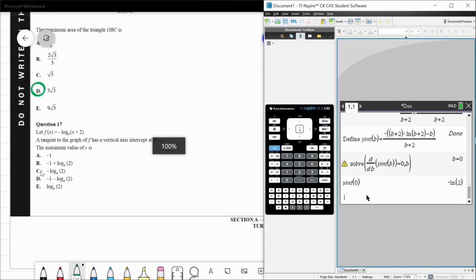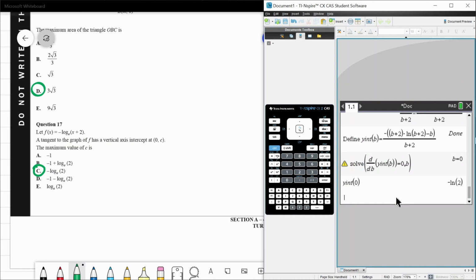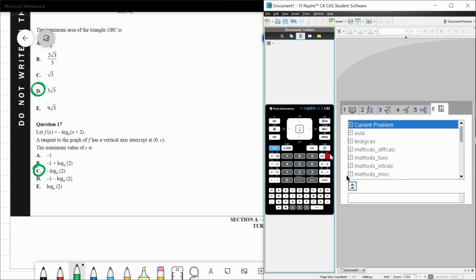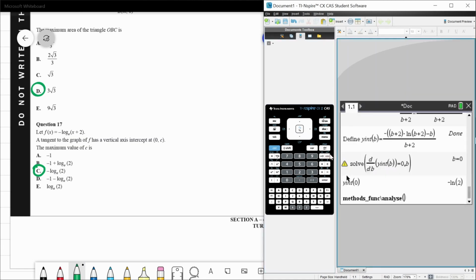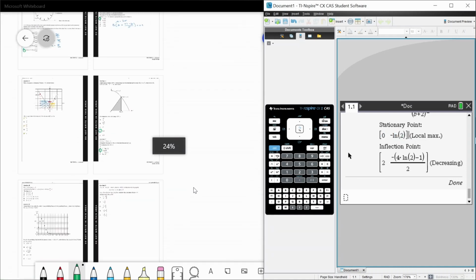Right, and once again, you can use the programs if you have my program, so you can just plug it into the analyze program. Let's actually try to do that. So let's go to the book button, functions, analyze, and we want to maximize the y-intercept, right? So y-int of b, comma b, don't care about domain, and yes, indeed, this is the local maximum, natural log of 2, so we'll go with C.